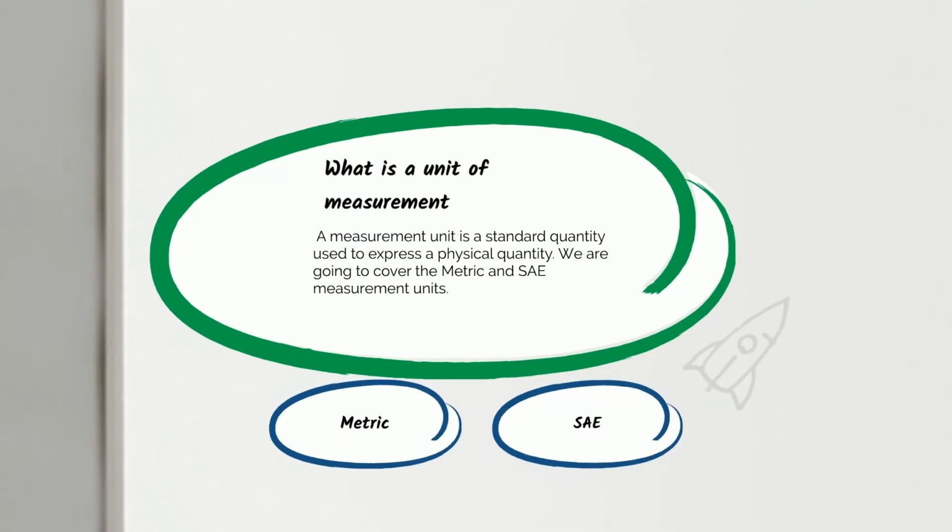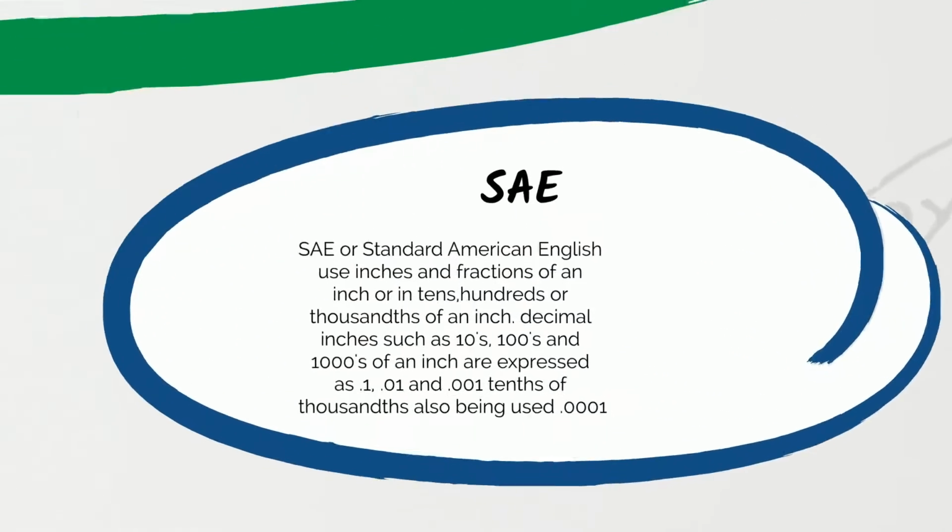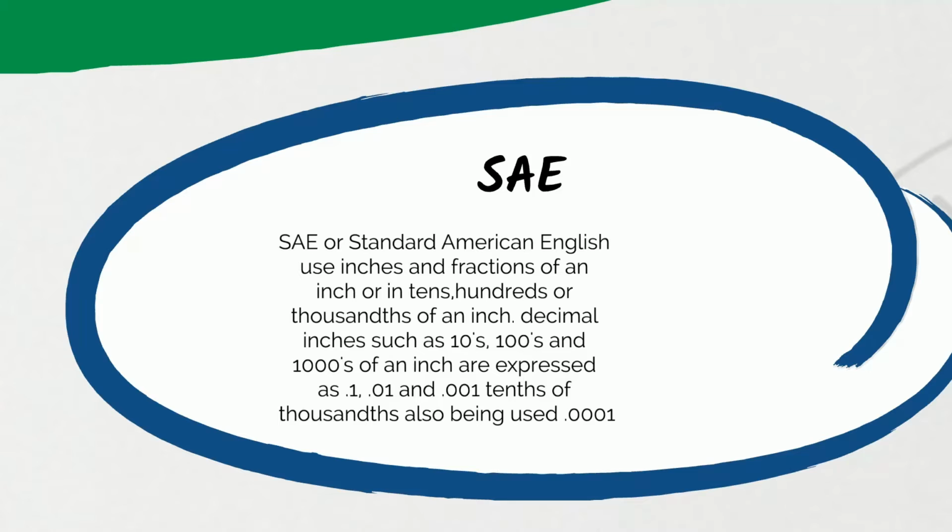Now we go to SAE. SAE, or Standard American English, uses inches and fractions of an inch, or tens, hundreds, and thousands of an inch. Decimal inches, such as tens, hundreds, and thousands of an inch, are expressed as 0.1, 0.01, and 0.001, with tenths of a thousandth also being used.